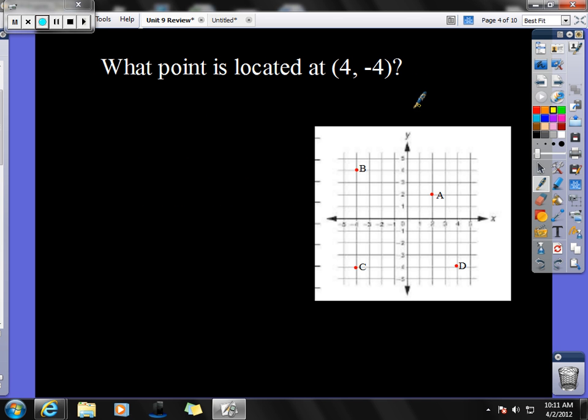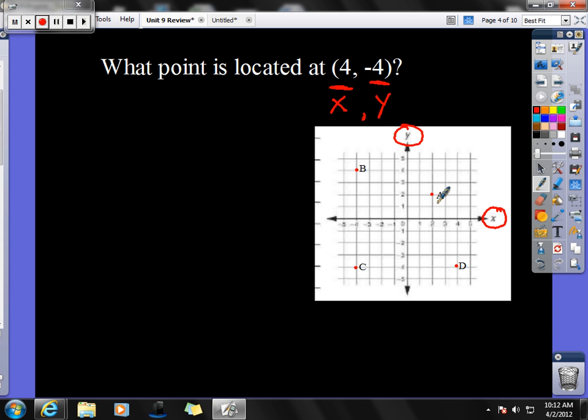At what point is (4, -4)? Now, when you're dealing with coordinate planes, you have to understand a couple of different things. I have to realize that my x-axis is the one that goes across the page left to right. My y-axis is the one that goes up and down, and that the first number in my coordinates is always your x-coordinate, and the second number is always your y-coordinate.